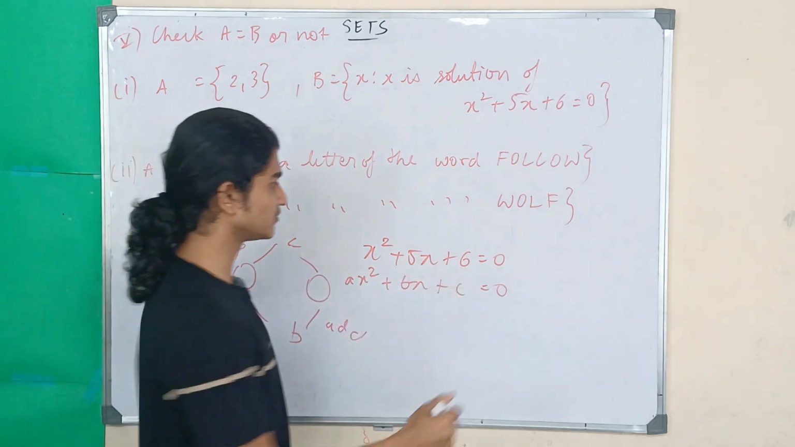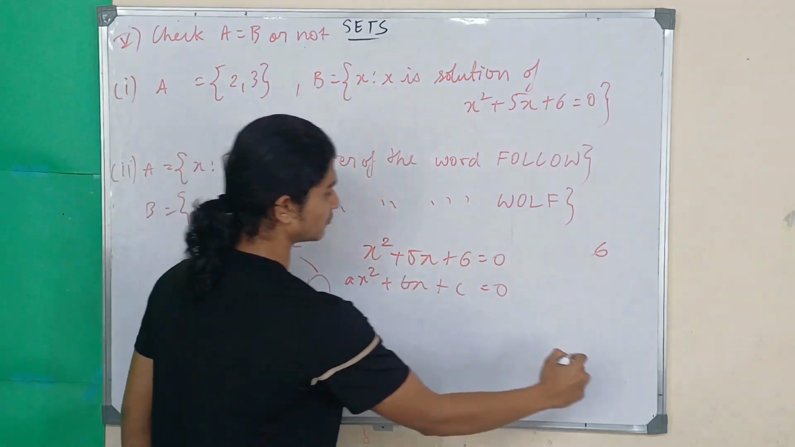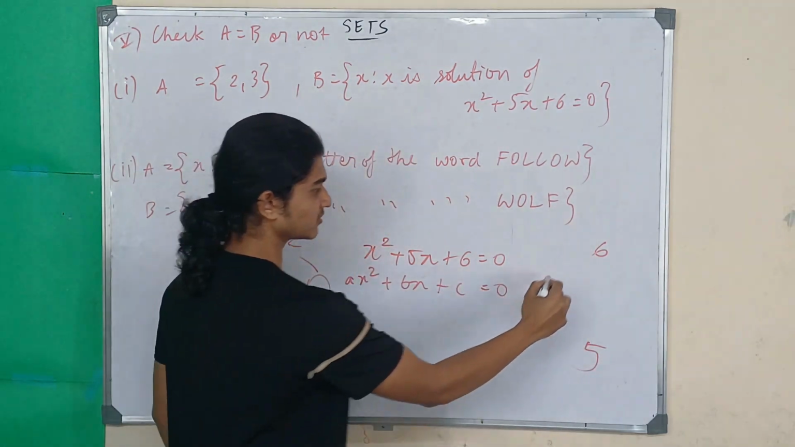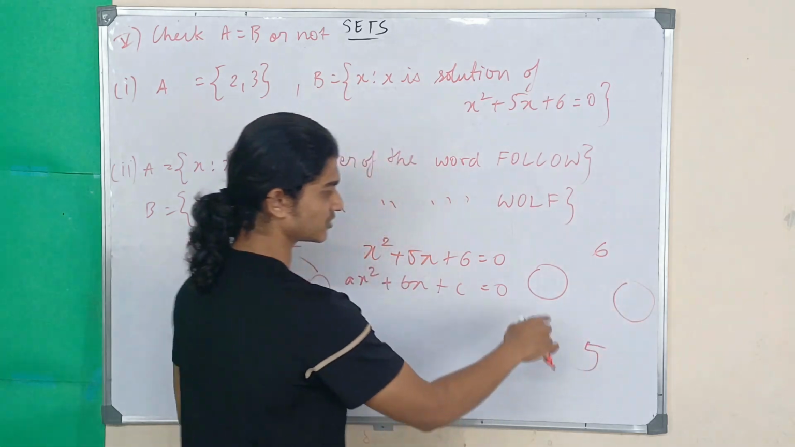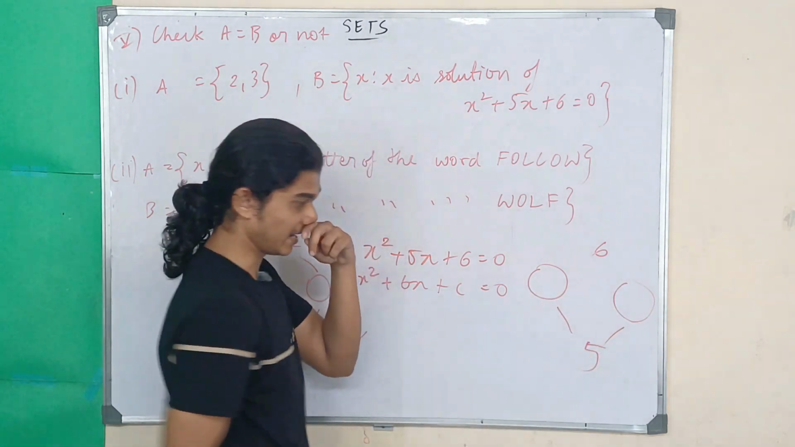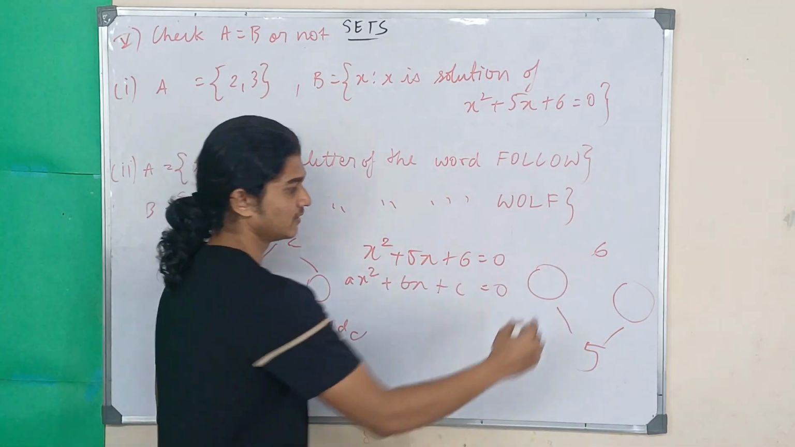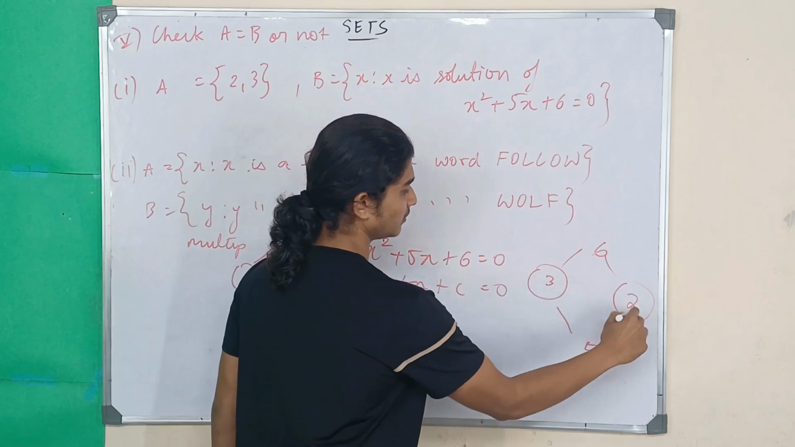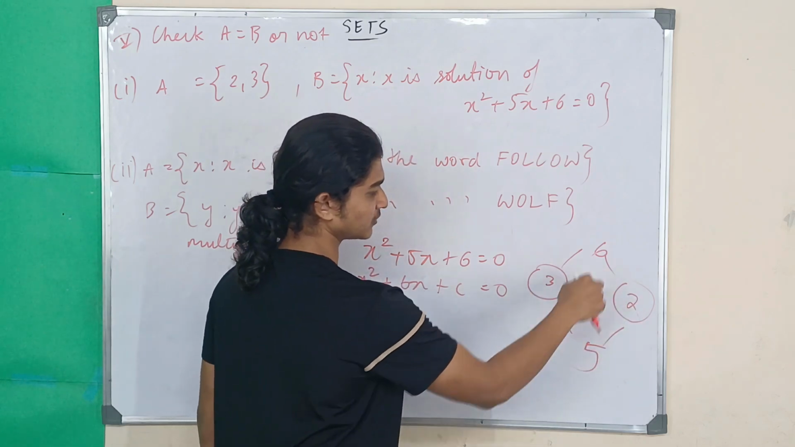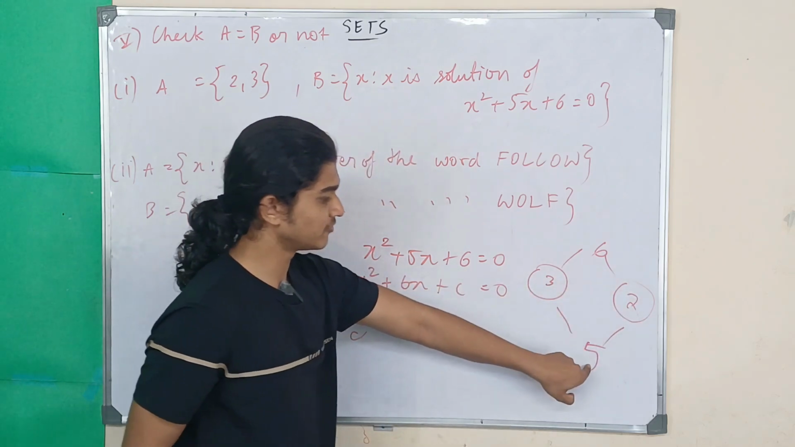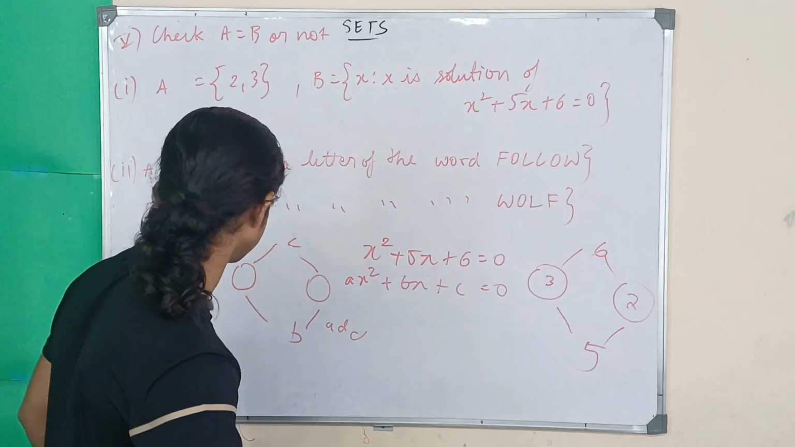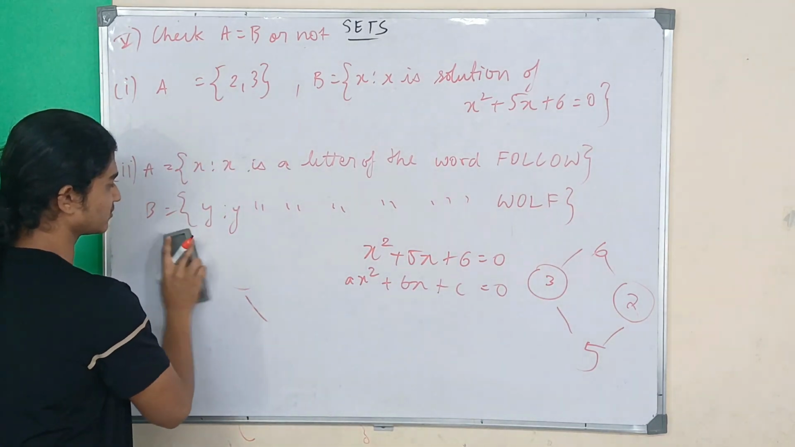So here C is equal to 6, whereas B is equal to 5. So I have to find two numbers. What are those two numbers? If I add them, I should get 5, and if I multiply them, I should get 6. So basically it's 3 and 2. If I multiply 3 and 2, 3 twos are 6, whereas if I add these two, I'll get 5. So I found the factors. That's how factorization is done.